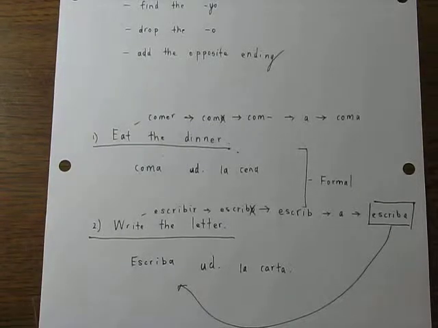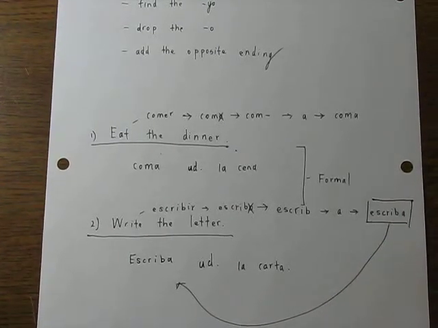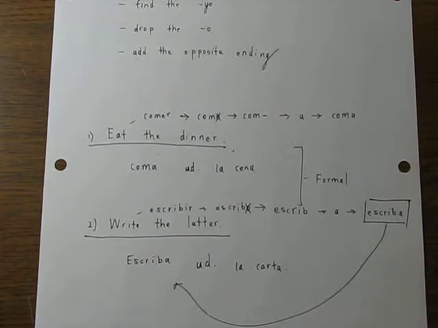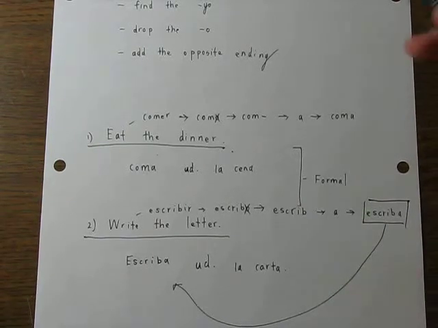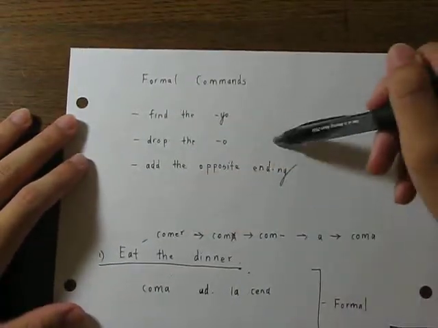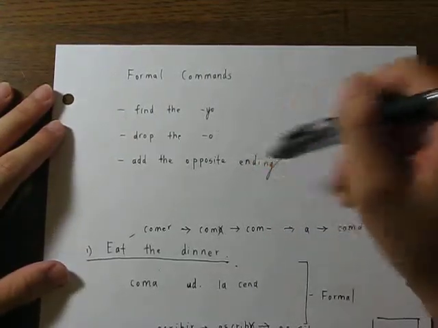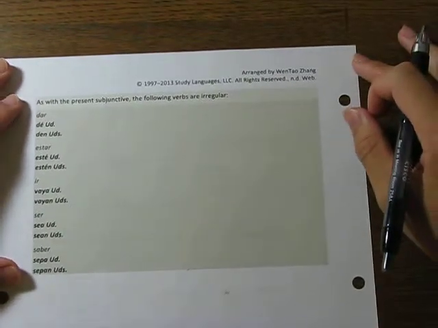Now, the find the yo, drop the o, and add the opposite ending methodology also works for stem changing verbs. So for example, to return, volver, would be vuelva or vuelvan ustedes, right? Instead of volva or volvan usted. So basically what I'm telling you is stem changers will also be conjugated exactly according to this system, right? So you have to find the yo, the irregular yo of course, and you gotta drop the o and add the opposite ending, right?